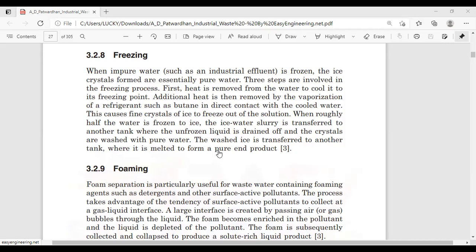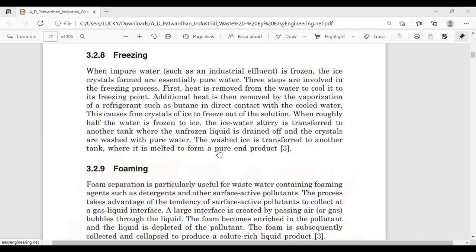When roughly half the water is frozen to ice, the ice water slurry is transferred to another tank where the unfrozen liquid is drained off and the crystals are washed with pure water. The washed ice is transferred to another tank where it is melted to form a pure end product.